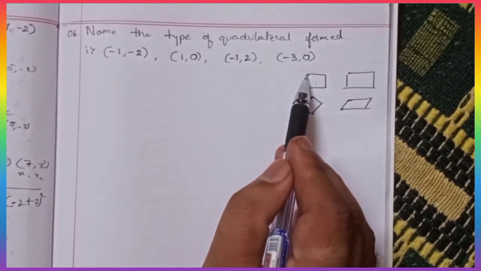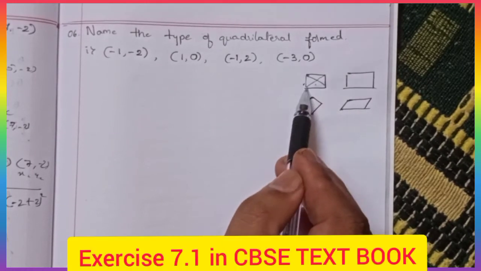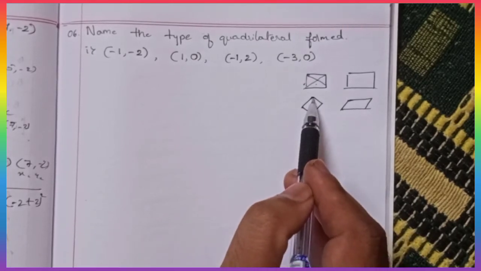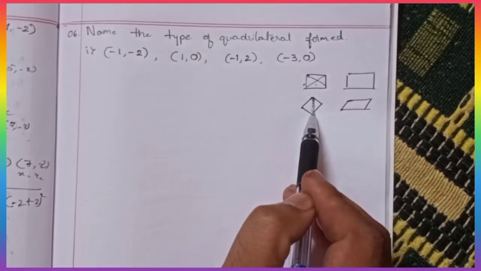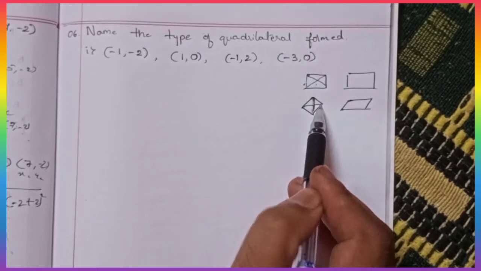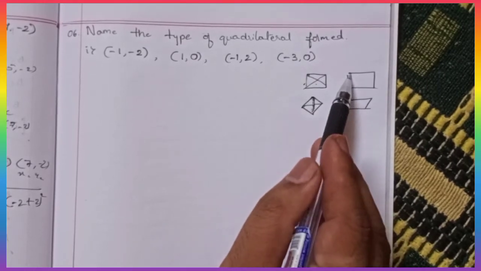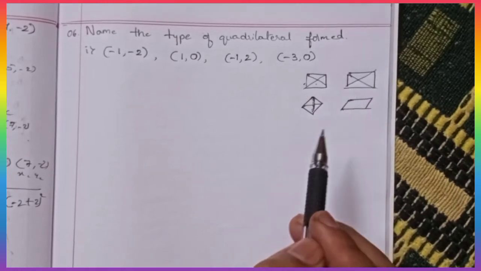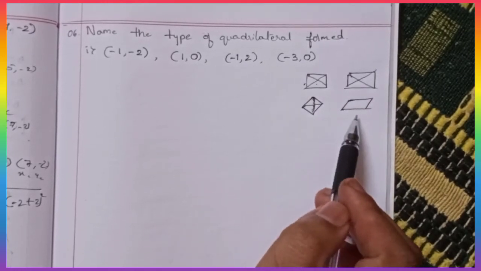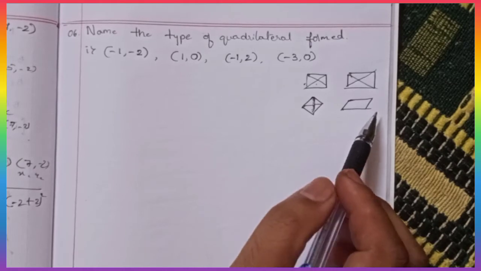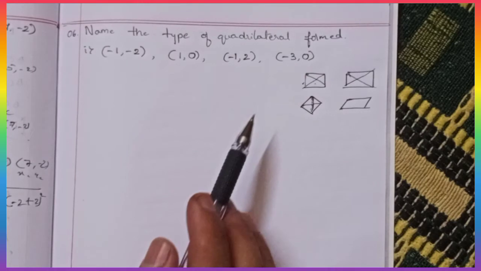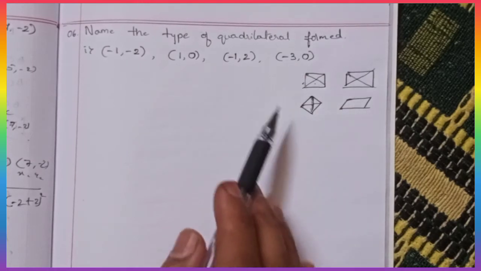In the square, the lengths of the diagonals are equal. Hope that you are understanding here. In a rhombus, the lengths of the diagonals are unequal. Similarly, in a rectangle, the lengths of the diagonals are equal. In a parallelogram, the lengths of the diagonals are unequal. So, I think you got a clear picture about the types of quadrilateral.